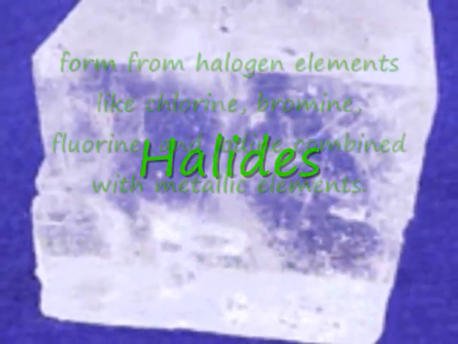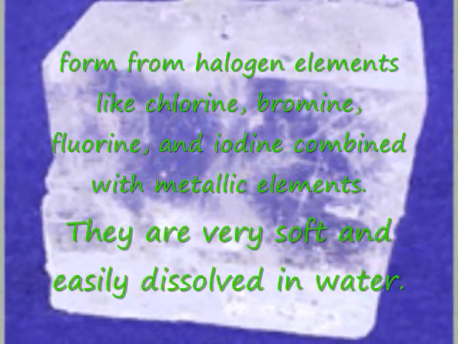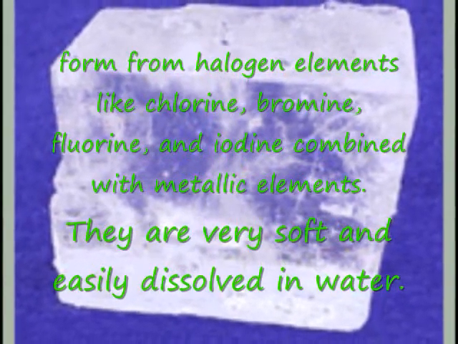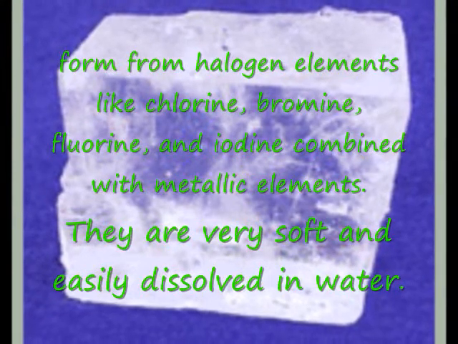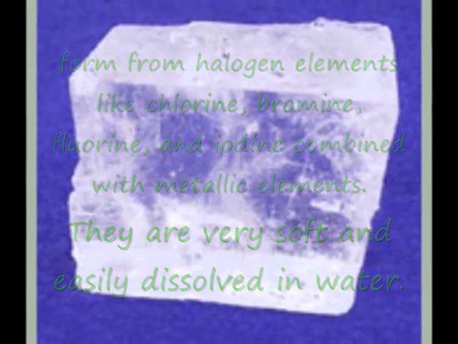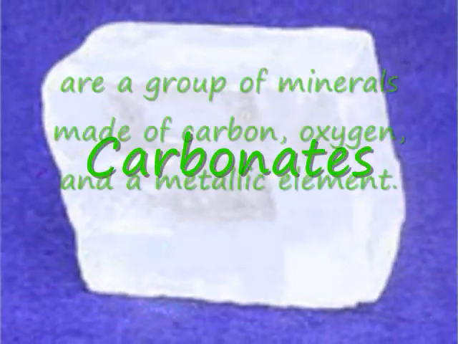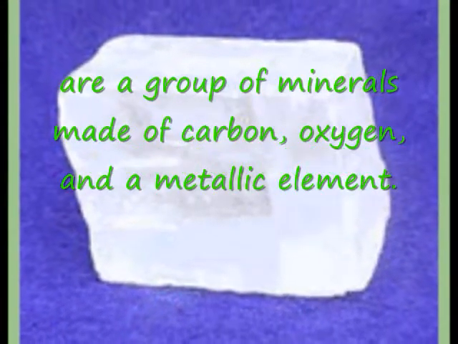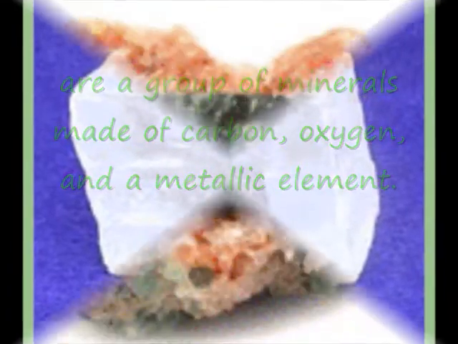Halides are formed from halogen elements like chlorine, bromine, fluorine, and iodine combined with metallic elements. They are very soft and easily dissolved in water. And carbonates are a group of minerals made of carbon, oxygen, and a metallic element.